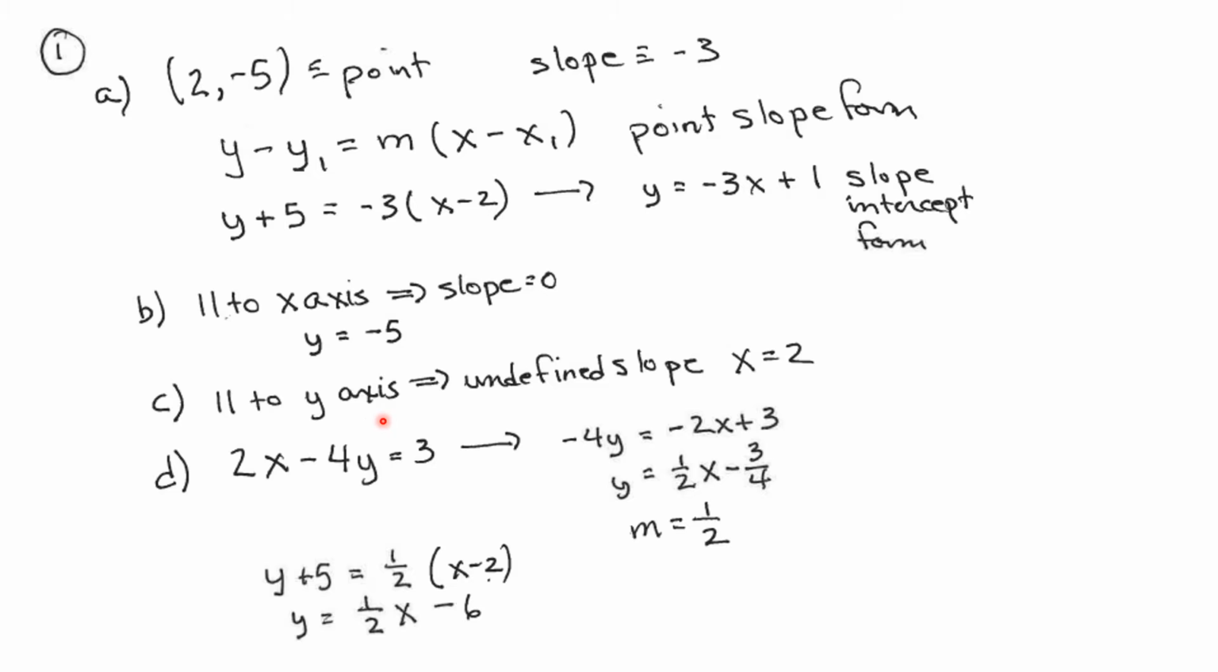Similarly, parallel to the y-axis means we have what is called an undefined slope, and the equation is going to be x equals 2. And if we're parallel to this line, we can solve for y, as we did here, find out the slope of this line is 1/2. Then we can use the point-slope form as we did here, and we can find the equation of the line is y equals 1/2 x minus 6.